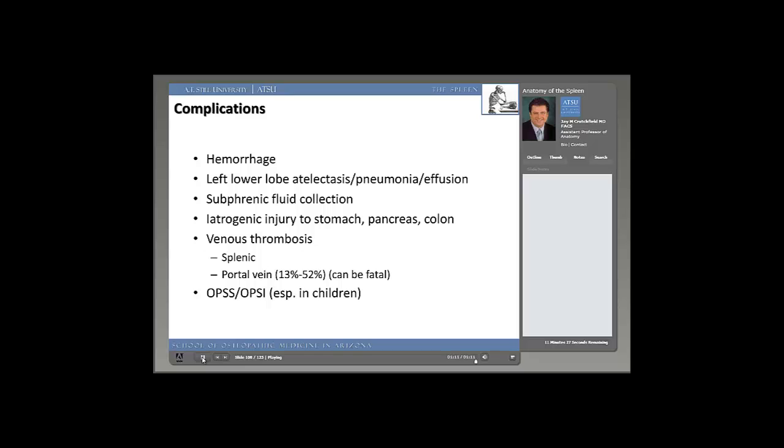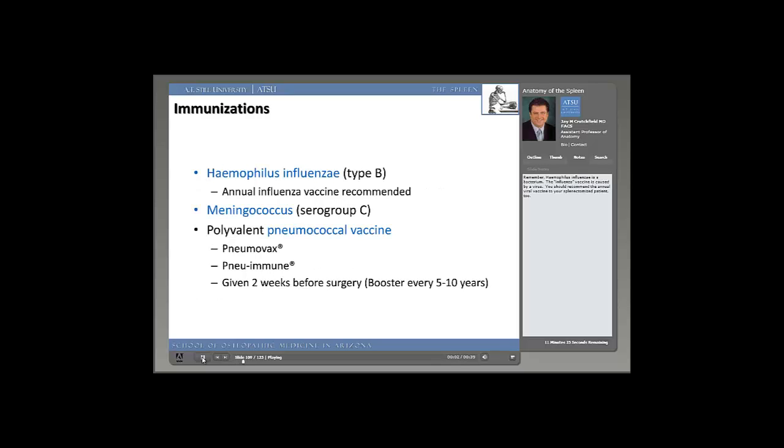Patients in whom you anticipate performing a splenectomy or who've had splenectomies should receive all 3 of these vaccines: Haemophilus influenzae, a meningococcal vaccine, and a pneumococcal vaccine. And probably every 10 years they should be revaccinated. Please make it a point to check that all of your patients who present who've had splenectomies have had these 3 vaccines. And if they haven't, or they don't think they have, or you can't find the old records indicating that they've had these vaccines, it's probably a good idea to revaccinate them.